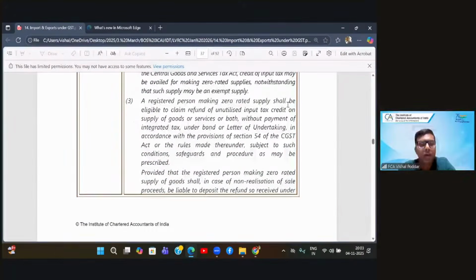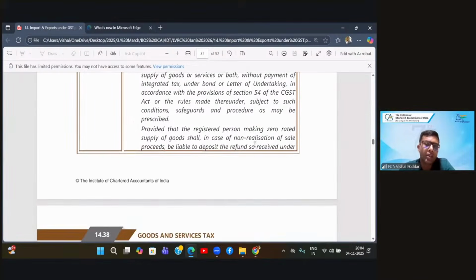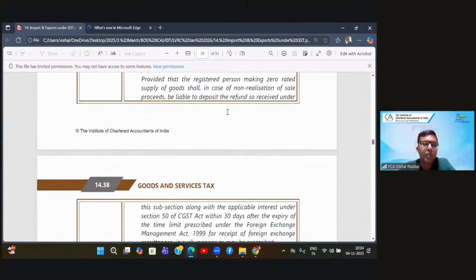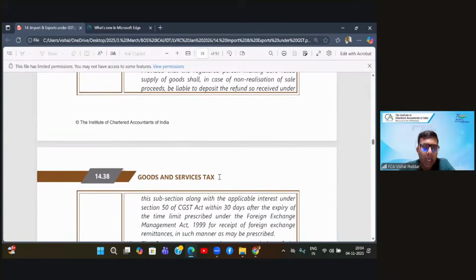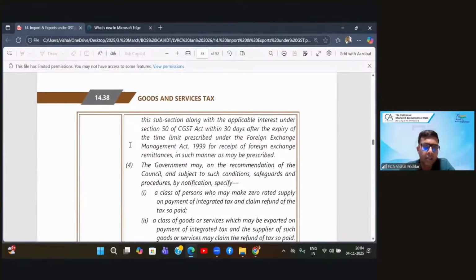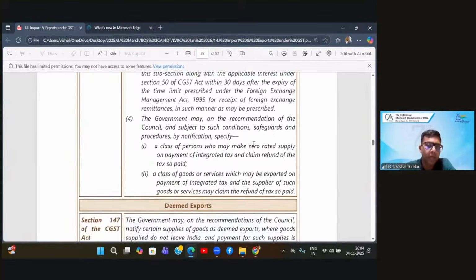In fact, you will also be eligible to take refund of that ITC if other conditions are met. A registered person making zero rated supply shall be eligible to claim refund of unutilized ITC on supply of goods, service, or both if he is making the export without payment of tax under bond or LUT in accordance with the provisions of section 54 and the corresponding rules. Provided that a registered person making zero rated supply of goods shall, in case of non-realization of sale proceeds, be liable to deposit the refund so received under this sub-section along with applicable interest within 30 days after expiry of the time limit. So this provision requires that when you are exporting goods, you should ensure that the sale proceeds come to India, that is, are repatriated to India within the time limit prescribed under FEMA.